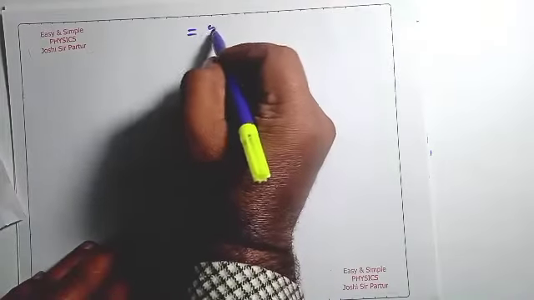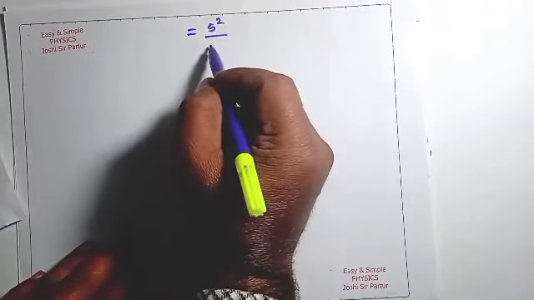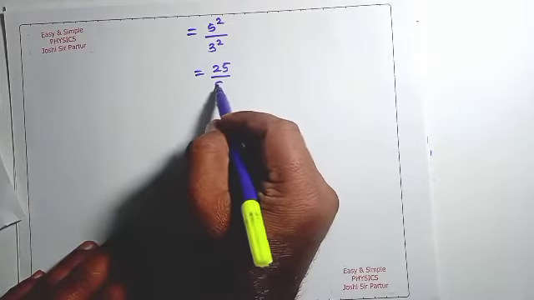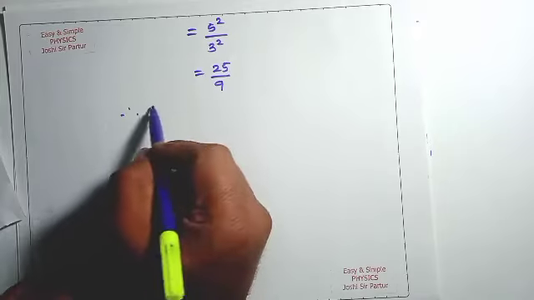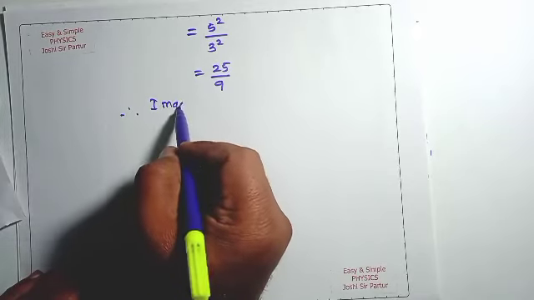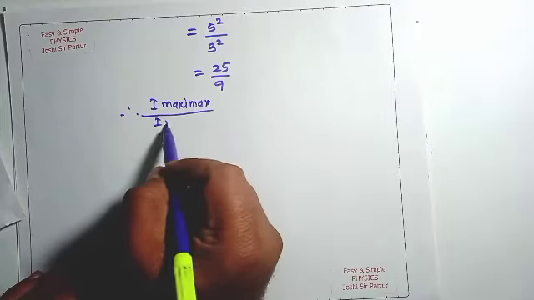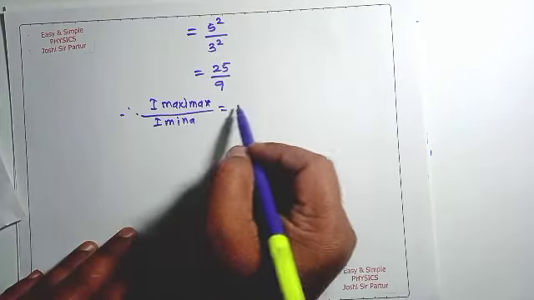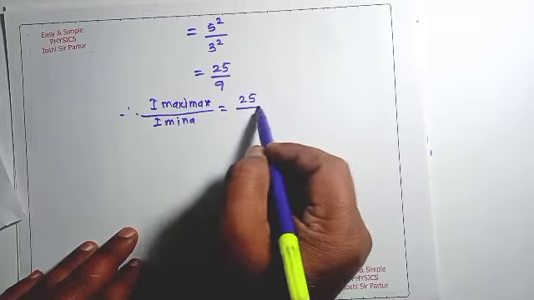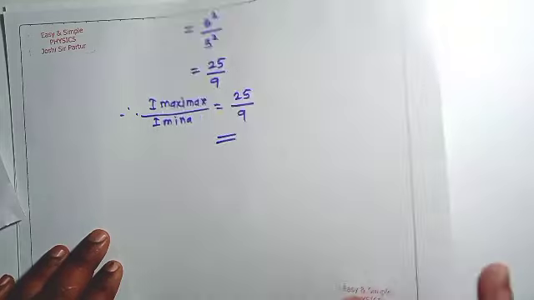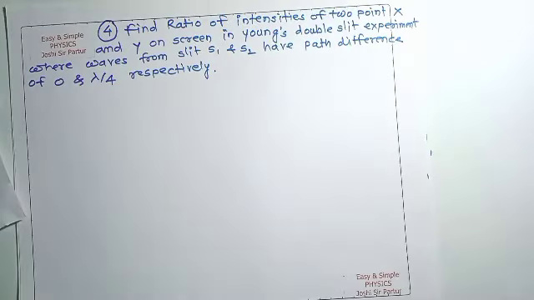It means 5 square divided by 3 square, that is 25 upon 9. So intensity maxima divided by intensity minima, it will be 25 upon 9. That is the required answer for the given numerical.